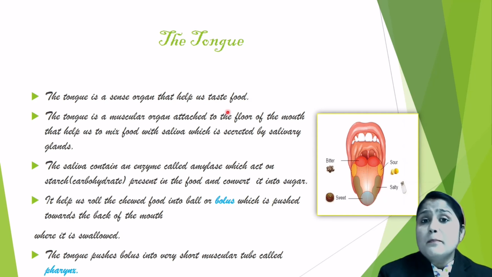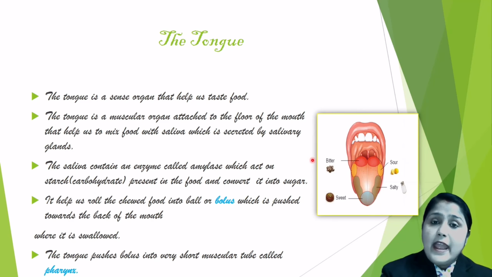We eat many things and we can easily recognize their taste, like whether it is sweet, salty, sour or bitter. How can we recognize these tastes? It happens only with the help of the tongue. We have many taste buds on our tongue which help us to differentiate between sweet, bitter, salty and sour.